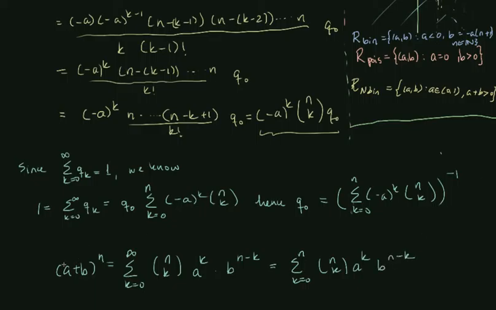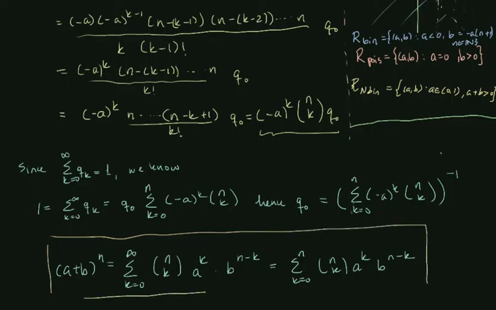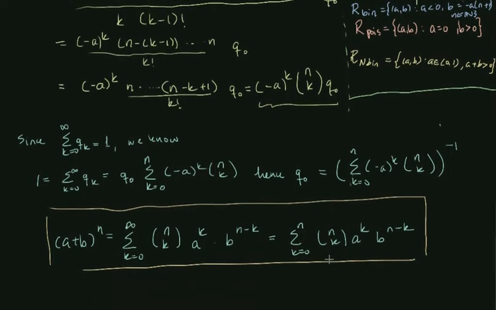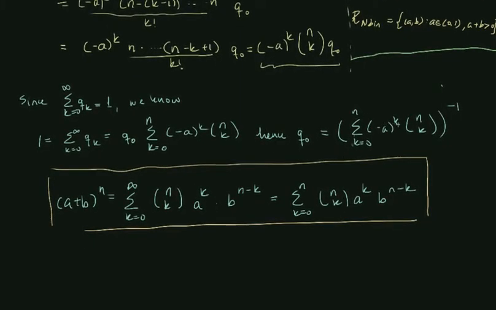Now we may use this formula to determine what q0 is. The reason we may use it is that we recognize our a to be actually minus this a, and our b to just be a 1 to the n minus k. So what we get using this formula is that q0 is equal to 1 minus a to the n, and then to the minus first.